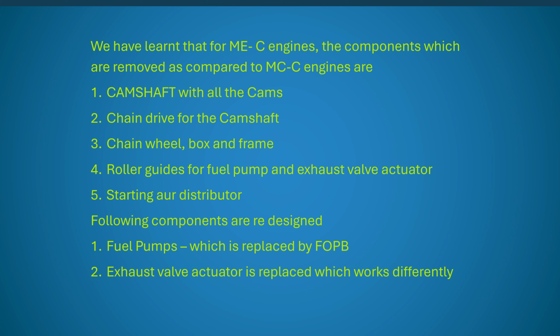So we have learned that for the MEC engine, the components which are removed compared to the MCC engine are the camshaft with all the cams, the chain drive for the camshaft, the chain wheel box and frame, the roller guides for the fuel pump and exhaust valve actuator, and the starting air distributor. Now some components are redesigned, like the fuel pump. Similar to the fuel pump, we have the FOPB, fuel oil pressure booster. Similar to the exhaust valve actuator, we have an exhaust valve actuator, but it works differently.